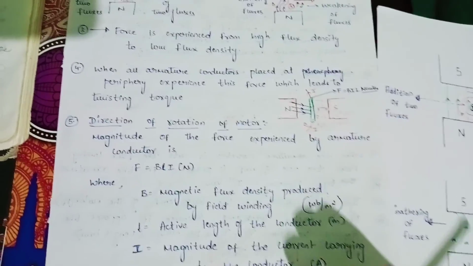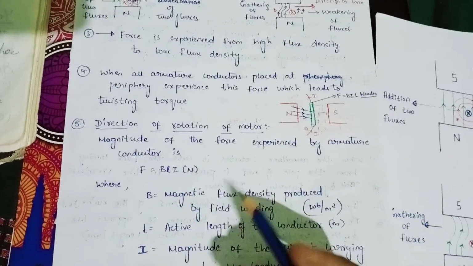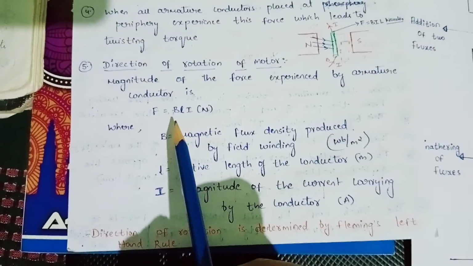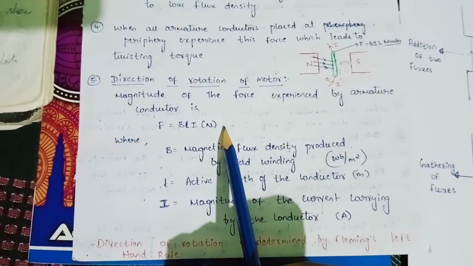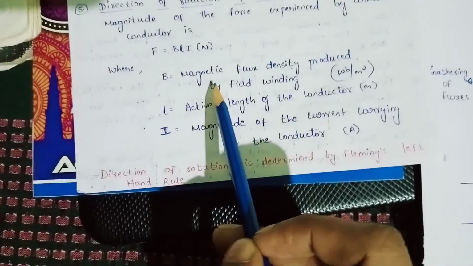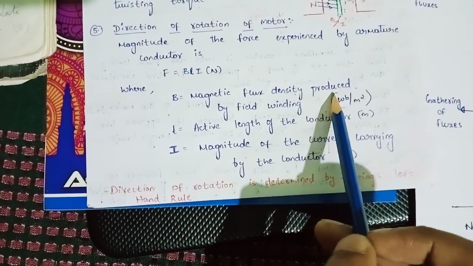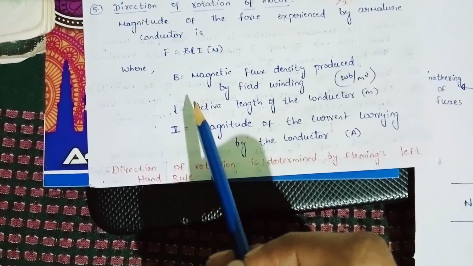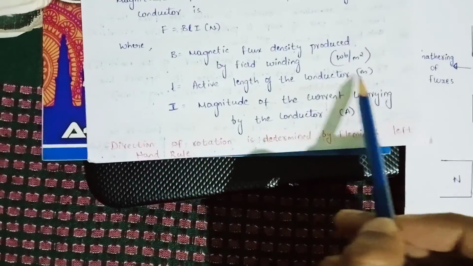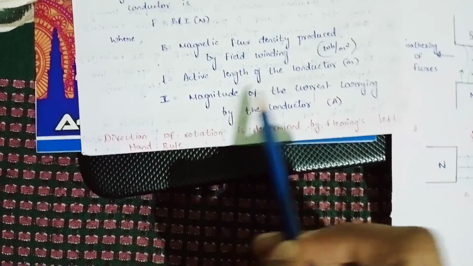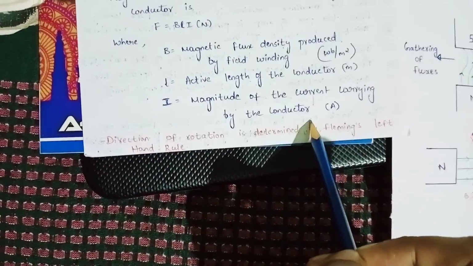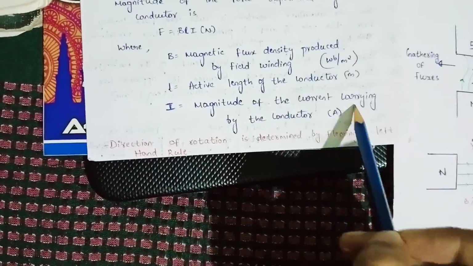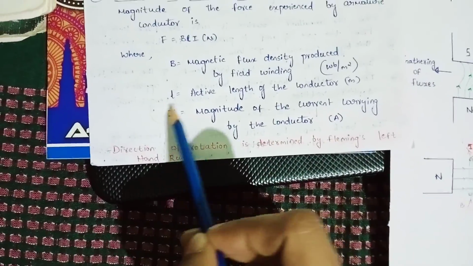Now, what is the expression of force? The magnitude of the force experienced by the armature conductor is given by F equals BIL. B indicates the magnetic flux density produced by the field winding, in Weber per meter square. L is the active length of the conductor, in meters. I is the magnitude of the current carried by the conductor, in amperes.